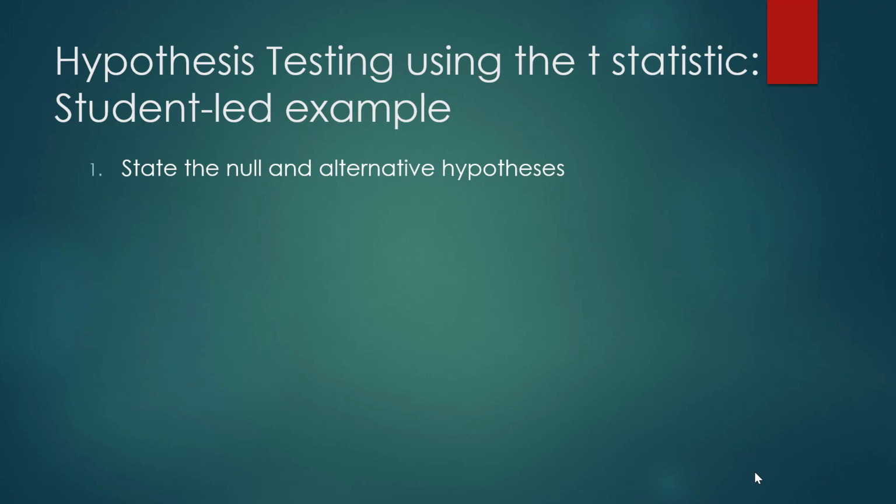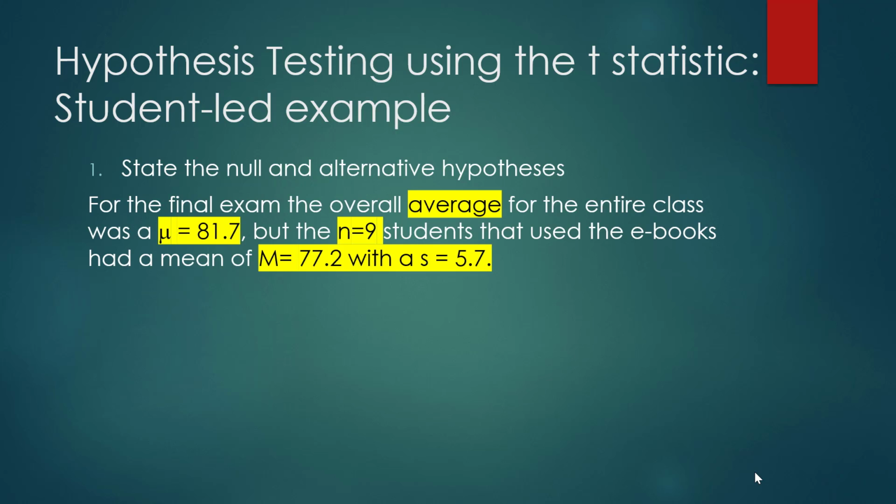Okay, so let's state the null and alternative hypothesis. Here I've listed the important information, and you can see now that this value is referred to as an M, and it's been changed on the handout as well. So we want to say this is our population mean. Our null hypothesis is going to say that the mean of the ebook users, the new population, is the same as our population mean. The alternative hypothesis would say that the new mean for that group of ebook users is not equal to, not the same as, the population mean.